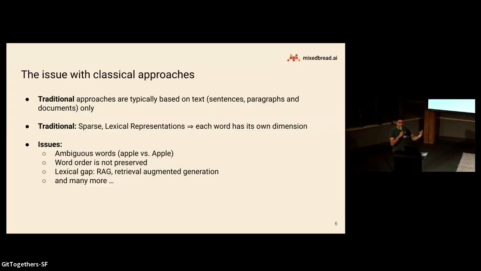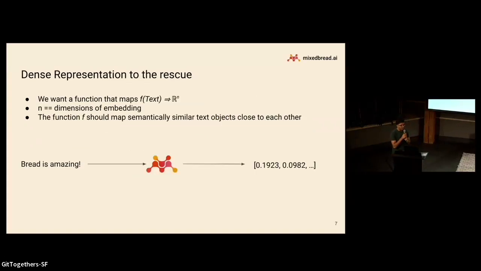And there's also lexical gaps which are normally solved through query rewriting. For example, if I search for RAG, it would never match retrieval augmented generation. And you have way more shortcomings of that. And here dense representations or embeddings come to the rescue.